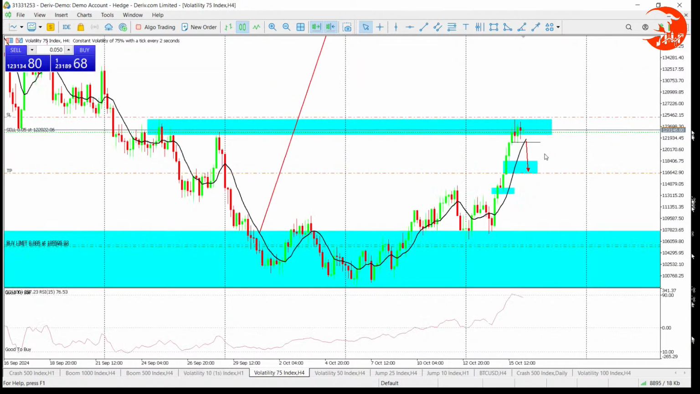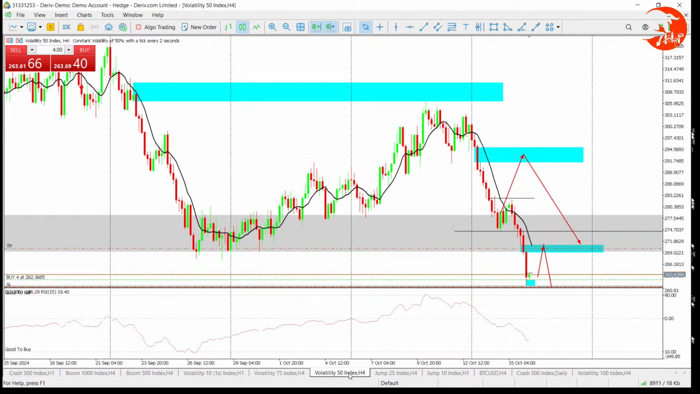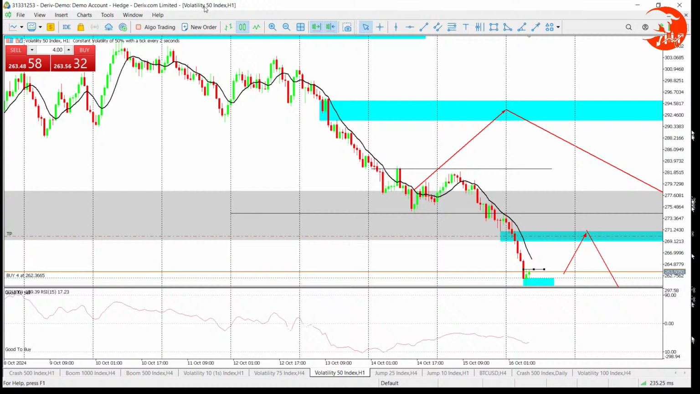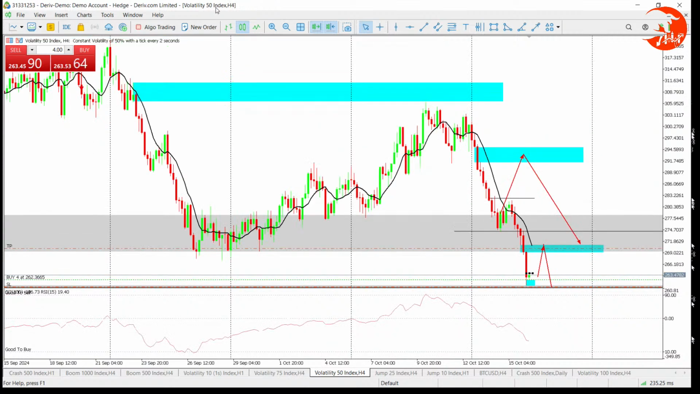V75, I'm still in for the sales. Yeah, but I said you guys can enter when it breaks that level. Wait for that. V50, I went in for the buy, and I told you guys that you can enter the buys when price breaks that level there, that neckline. When it breaks it, then you can make an entry. We are taking profits on that order block. That is an H1 fair value gap. That is an H4 fair value gap there.